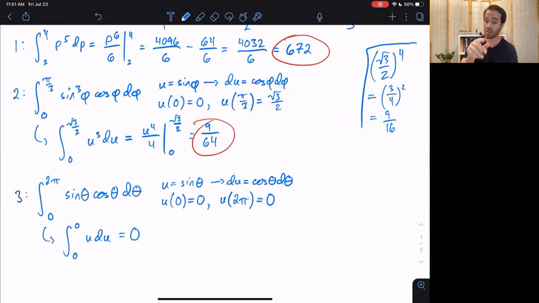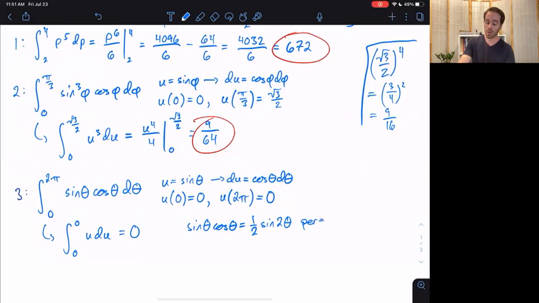Well, think about sine theta cosine theta. What will be the period of that function? Sine theta cosine theta. And here I am going to invoke the double angle identity. It's 1/2 sine of 2 theta. So sine of 2 theta has a period of not 2 pi. It's been cut in half, a period of pi.